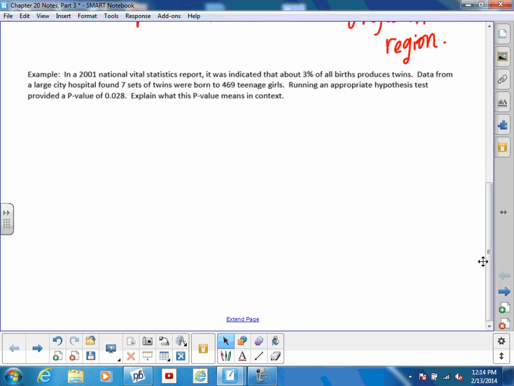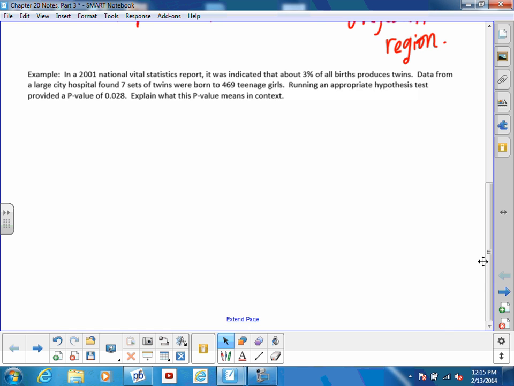So now, let's put these things to work by actually doing some context. Here we go. In a 2001 National Vital Statistics report, it was indicated that about 3% of all births produce twins. So we have the rate of all births. Data from a large city hospital found that 7 sets of twins were born to 469 teenagers. Question: what do you think this is, if it sections off a subgroup of just teenagers and the proportion of twins in there? That's going to be your p-hat. So what are they wondering in this problem?